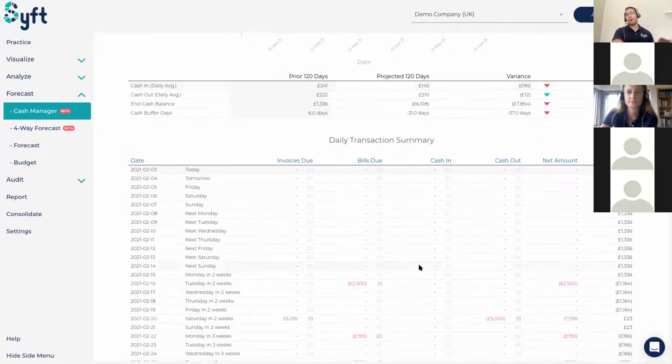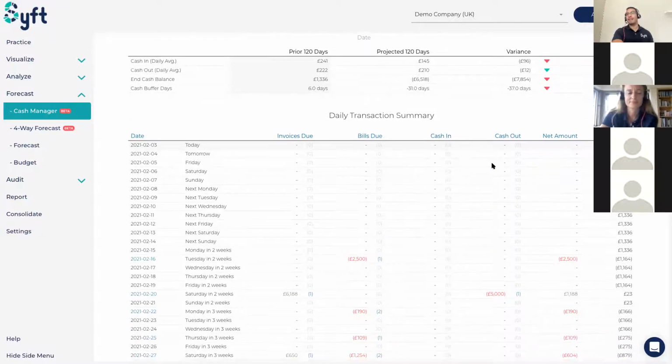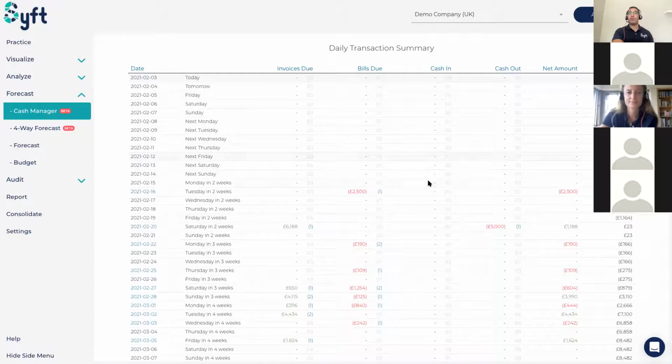And my favorite's probably this table down at the bottom, the daily transaction summary. You've got invoices due for the clients, you've got bills due for the clients, cash in and cash out. Now, not everything's accrued at a client level. Interest received or salaries aren't always accrued via a bill or an invoice. So that's why we've got these 2 columns over there. And then you've got your end balance on the far right.